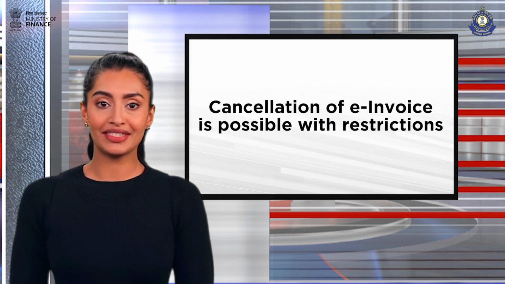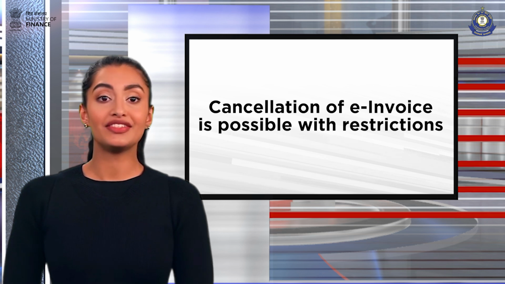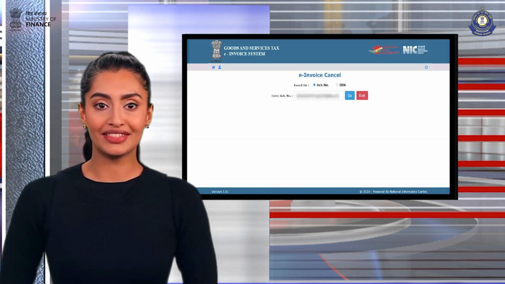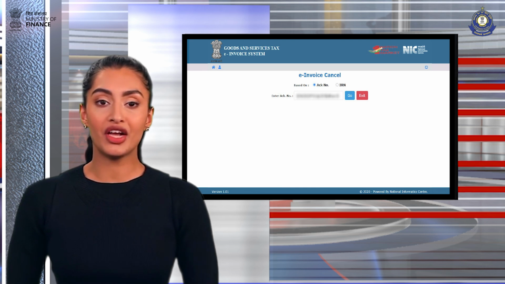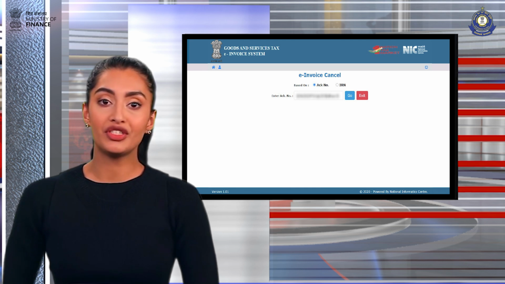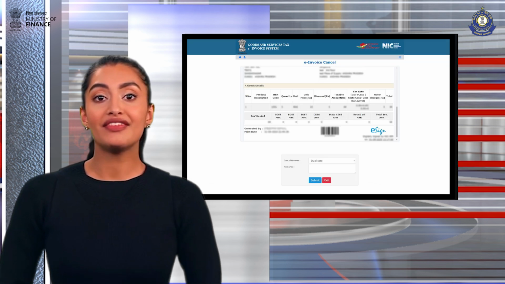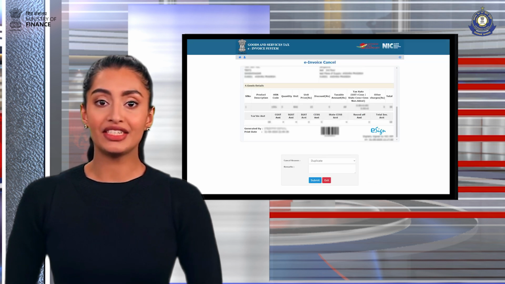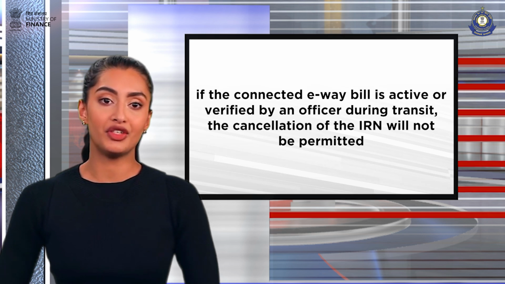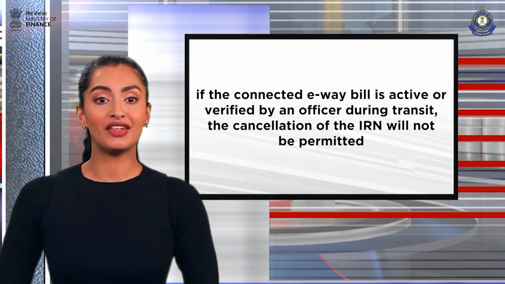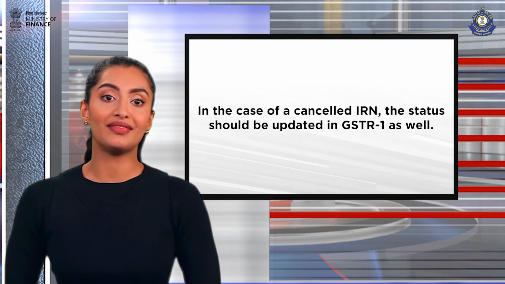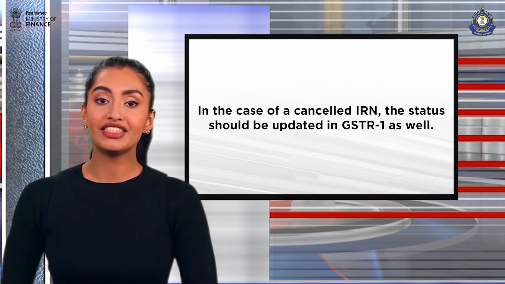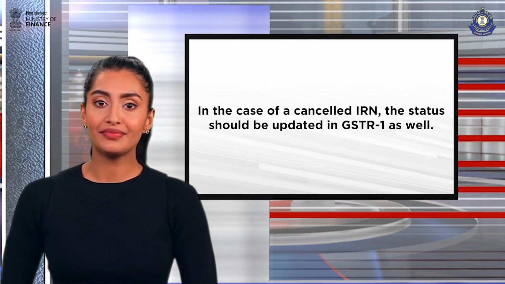Cancellation of invoices is possible, but with restrictions. The cancellation request can be initiated through the Cancel API within 24 hours from the time the invoice was reported to the IRP. However, if the connected e-way bill is active or verified by an officer during transit, the cancellation of the IRN will not be permitted. In the case of a cancelled IRN, the status should be updated in GSTR1 as well.